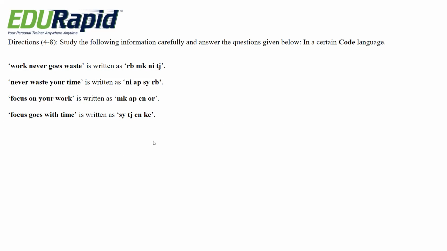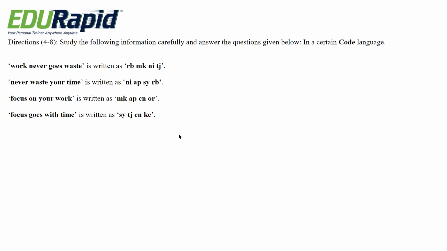So this pattern of coding and decoding is called Chinese coding and decoding. For one term or phrase, it is coded as two letters here, but we don't know exactly which. For work, it is either RB, or MK, NI, like that. But these four, RB, MK, NI, TJ, are coded for the terms work never goes waste.